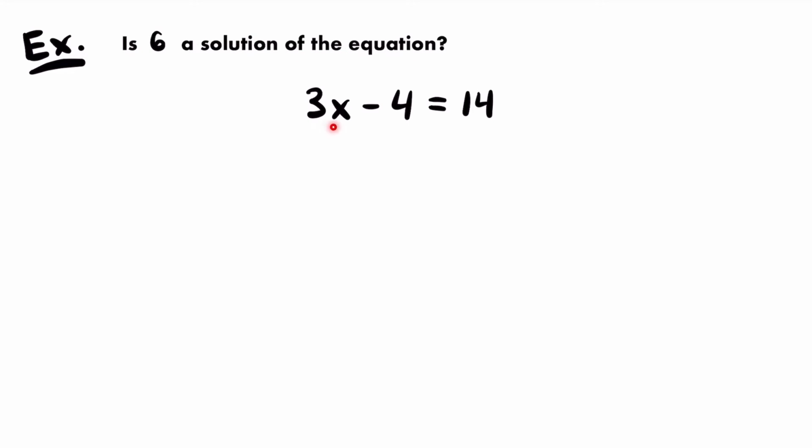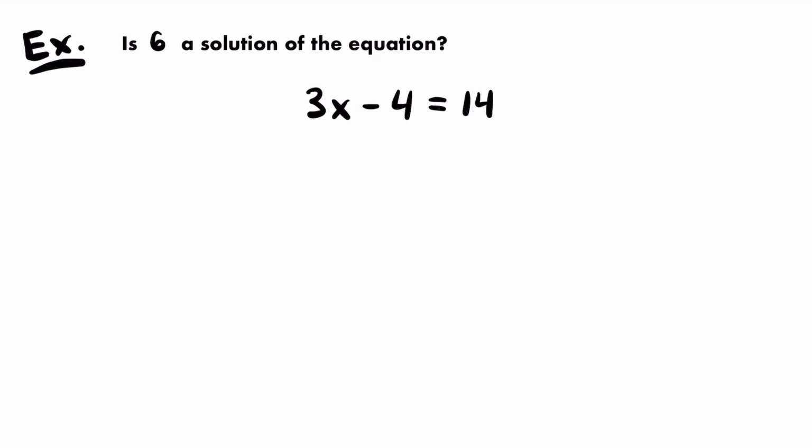and our equation is 3x minus 4 equals 14. This is one of the equations that we looked at the very beginning of the lesson. It was one of my examples of what an equation looks like when a variable expression is involved. And so if we want to determine if the number 6 is a solution to this equation, what we want to do is plug it in for the variable of x. Okay, and so I'm going to do that here.